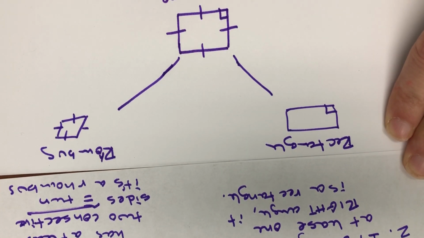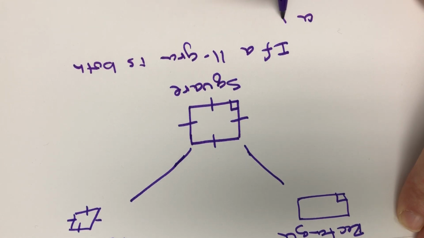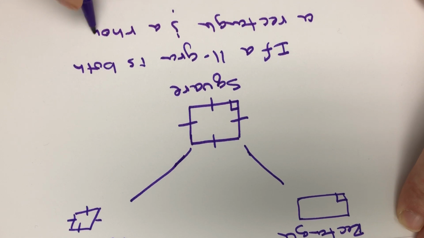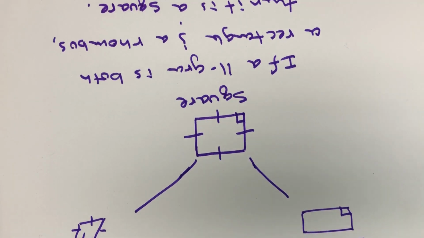So if a parallelogram is both a rectangle and a rhombus, it is possible to be both, then it is a square. What that means for us is that to prove something's a square, we have to prove that it's a parallelogram, we have to prove that it's a rectangle, and we have to prove that it's a rhombus. And once you've done that, you've proven that it's a square. In the next segment of this video, we'll do some examples.